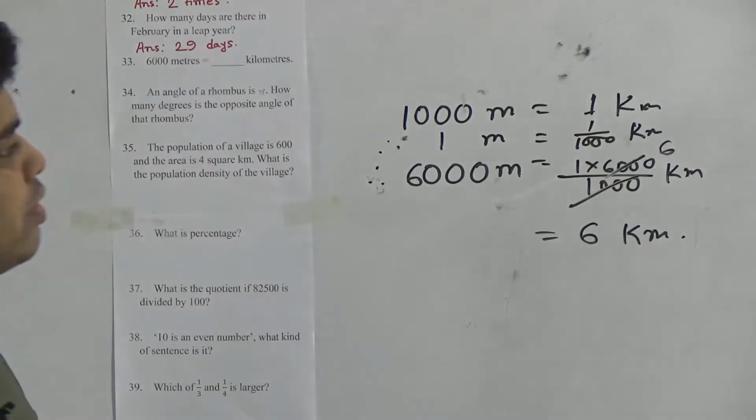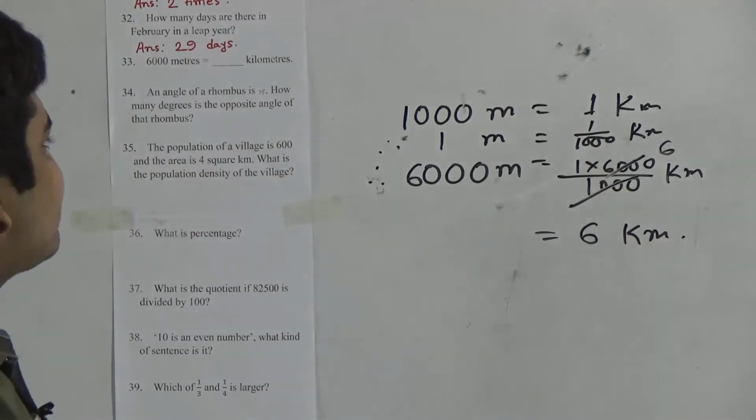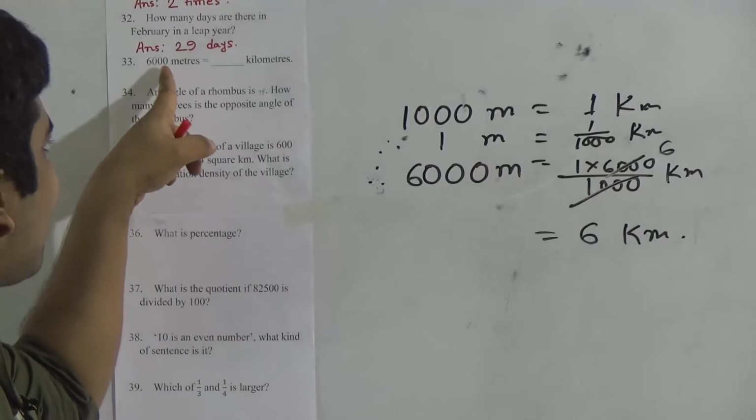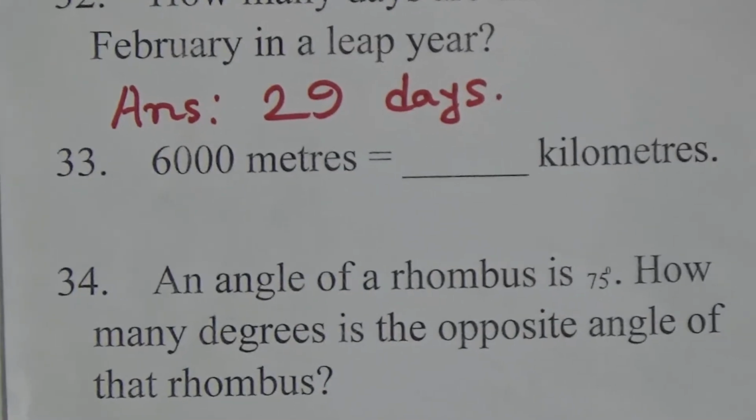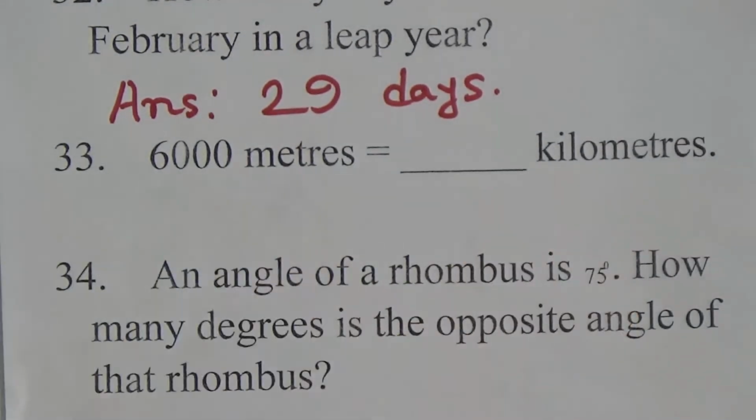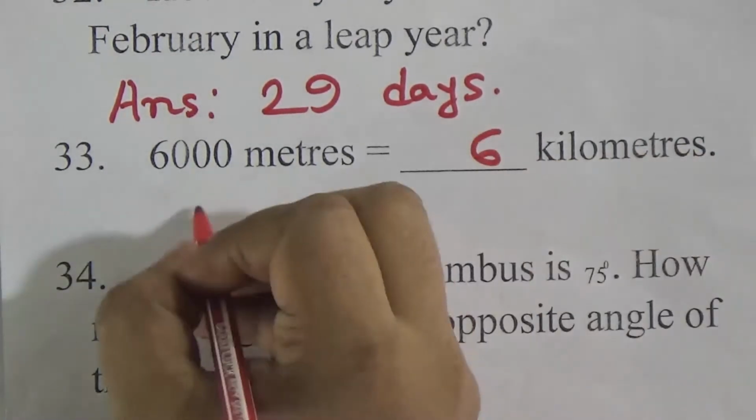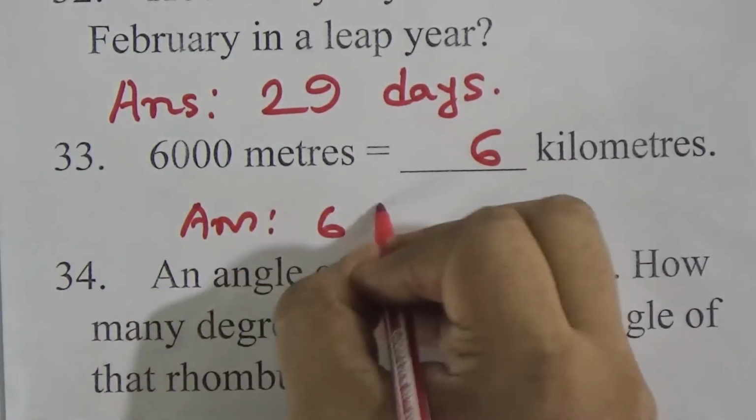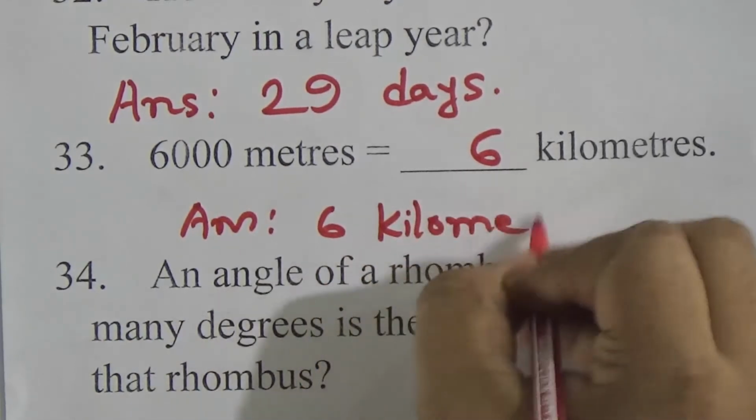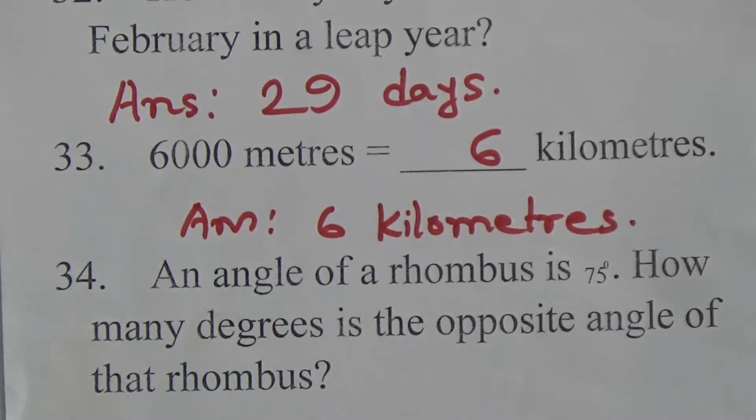You can also find the answer by dividing 6000 meters by 1000 and you get the answer, because we know that 1000 meters equal 1 kilometer. If you don't understand this portion, you divide 6000 by 1000 and you get the answer, that is 6, and 6 kilometers is the answer. So here you write 6 kilometers. I hope you have understood.